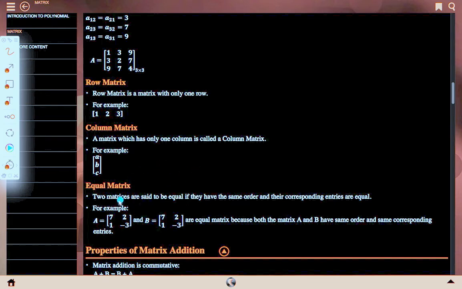Equal matrix. Two matrices are said to be equal if they have the same order and their corresponding entries are equal. For example, A equal 7, 2, 1, minus 3, and B equal 7, 2, 1, minus 3 are equal matrices, because both the matrices A and B have the same order and the same corresponding entries.